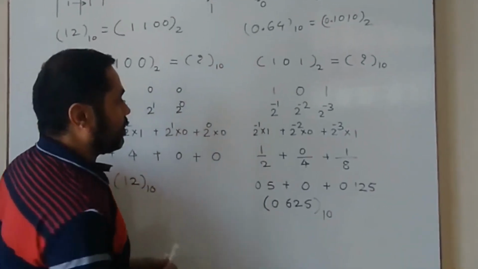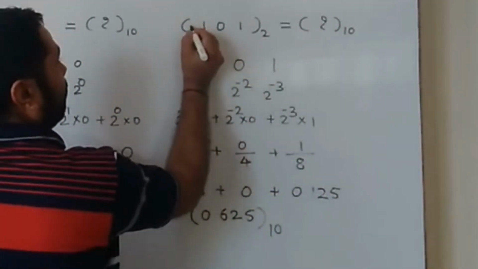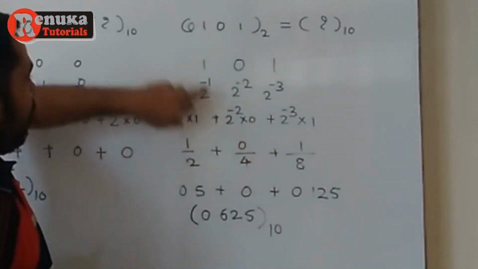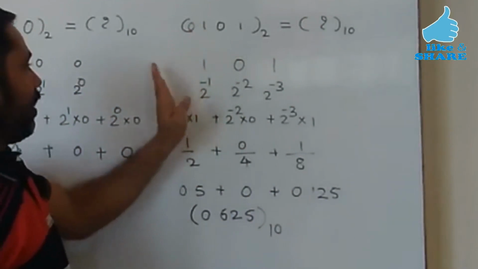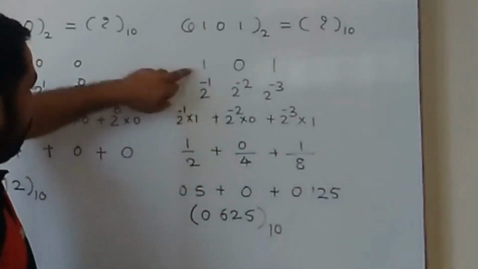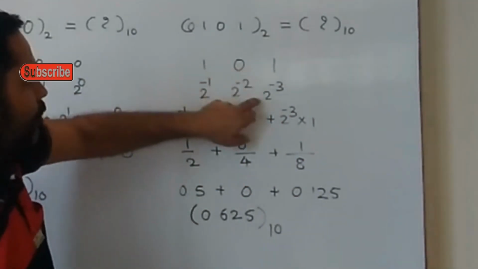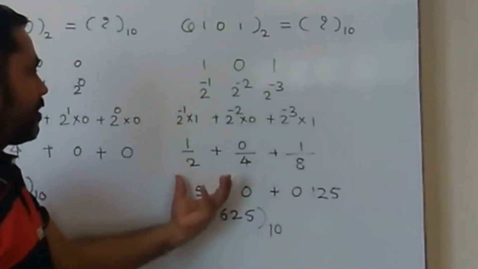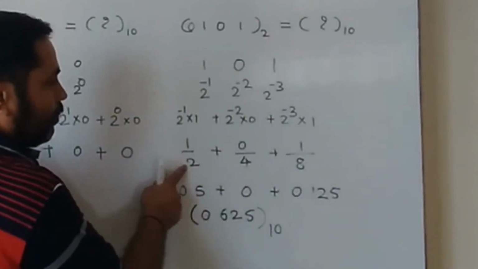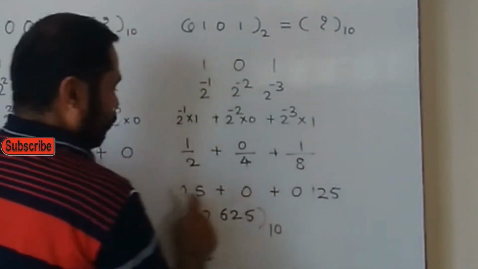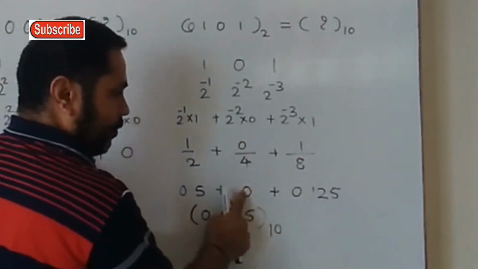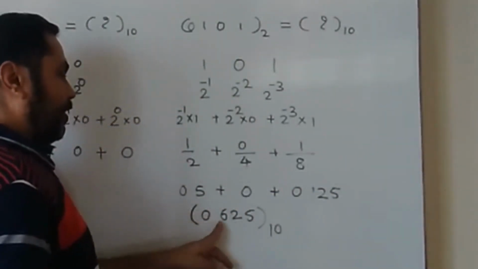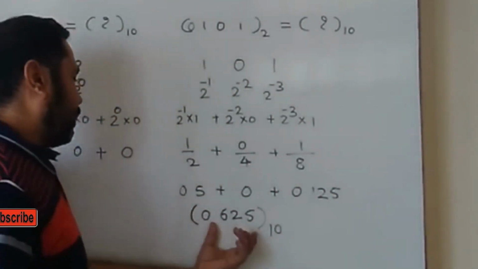Now for the fractional part, let us take an example. This is the binary point and this is the fraction, 101. The place values after the binary point towards the right-hand side are 2 raised to the power minus 1, 2 raised to the power minus 2, 2 raised to the power minus 3. In the same way, we multiply and then add the products. So it will be 1 by 2 plus 0 by 4 plus 1 by 8. Here it is 0.5, the middle product is 0, and here 0.125. Adding these, we get 0.625 in decimal.